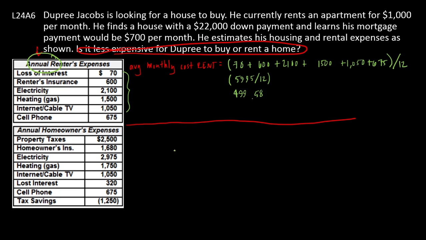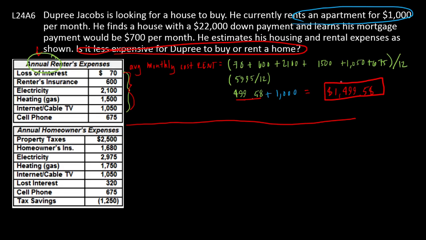$499.58. However, there's one expense I have not yet accounted for, and that was the rent for the apartment. So he also pays $1,000 per month in rent. Okay, so if I take the sum between the average monthly cost of all these expenses in the table plus his monthly rent, I find that the average monthly cost to rent is $1,499.58. Okay, so that's expense 1. This is for renting, and we're going to compare to owning. So I'm going to do a similar thing for monthly cost for owning.